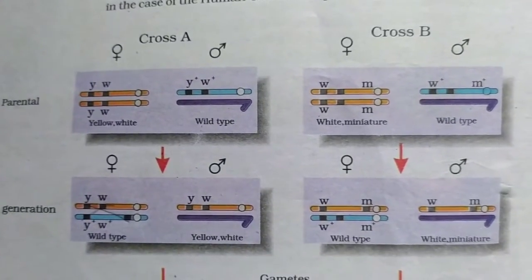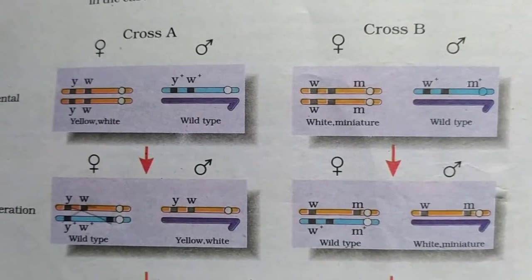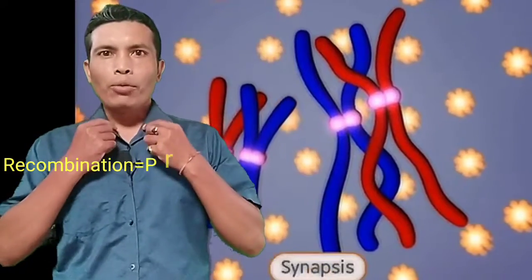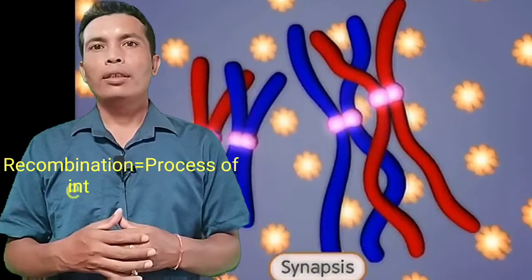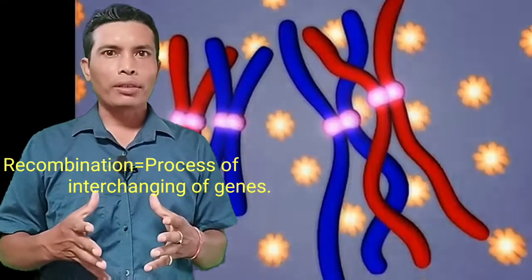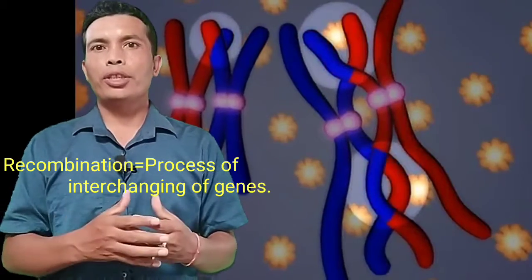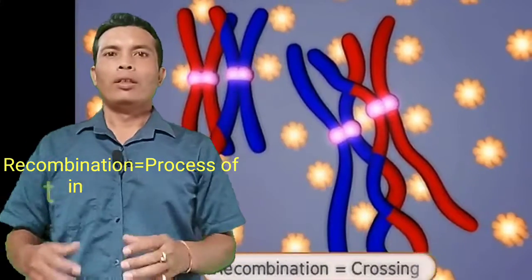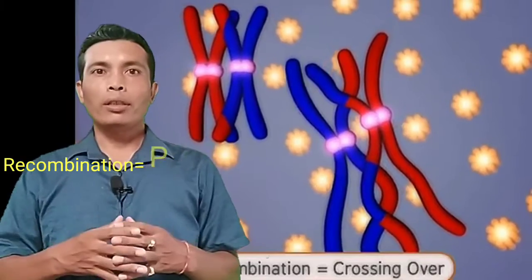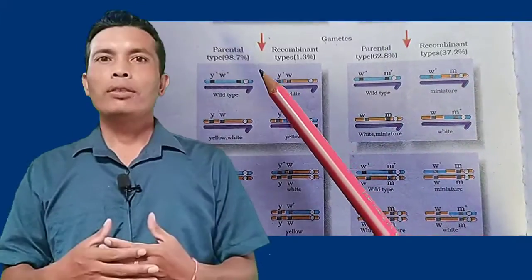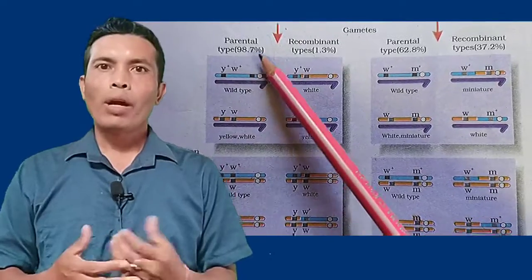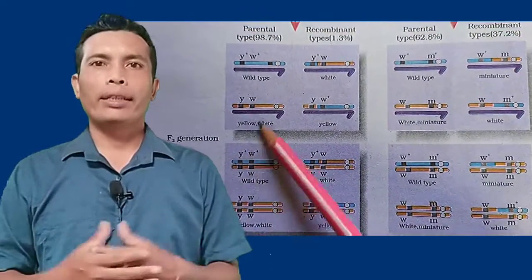Okay, students, for cross B, you can study by yourself. Okay, let us see what recombination is. Recombination is a process that produces new combinations of genes by interchanging of the sister chromatids of homologous chromosomes. Okay, students, Thomas Morgan and his group also found that even when genes were grouped on the same chromosome, some genes were very tightly linked, while others were loosely linked.